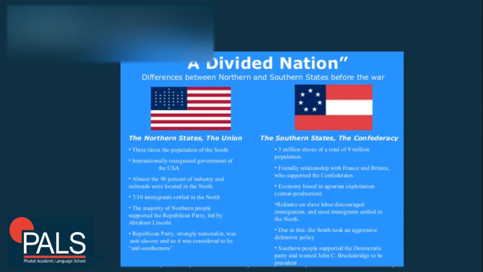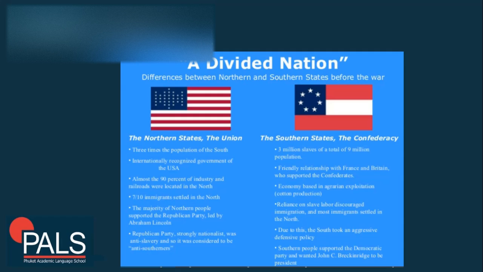Okay, let's begin. The American Civil War, let's talk about the northern states and the southern states. Why is it called a divided nation? Because they have different ideologies. So here are the differences.